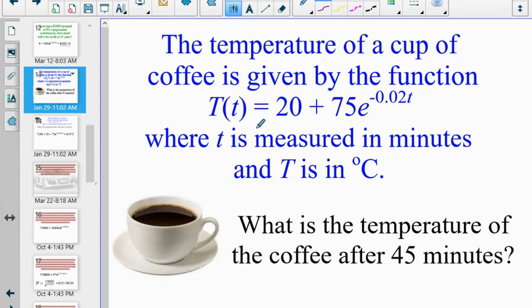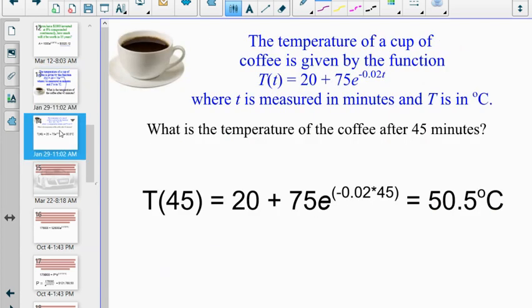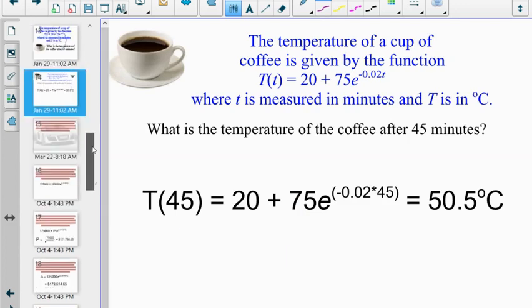So we're given a function, temperature as a function of time. If I want to know what the temperature is after 45 minutes, I just plug in that time, plug in the 45 for the value of T, and everything else is given in the formula. So plug things in, and make sure you're plugging these into your calculator correctly. Personally, I would do negative 0.02 times 45, raise e to that power, then multiply by 75, and finally add 20. Make sure you can get 50.5 degrees for that one.